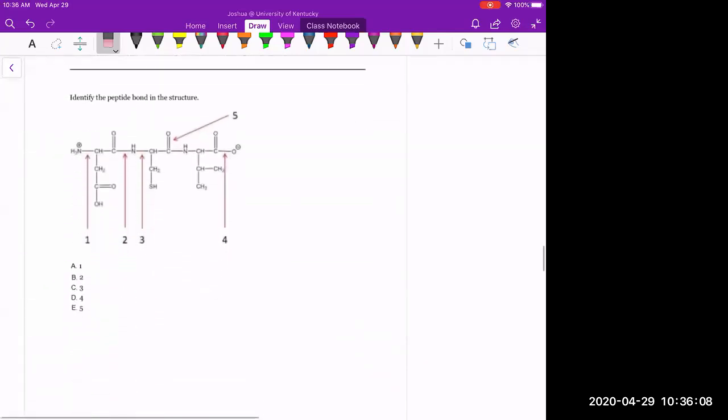Okay. Next question. Identify the peptide bond in the structure. The answer is B, 2. That's the linker, that links 2 amino acids together. The amino group is linked to the carboxy group, making the amide, linking everything together.